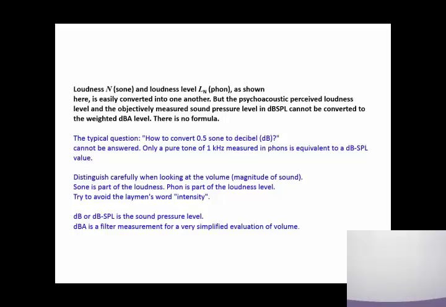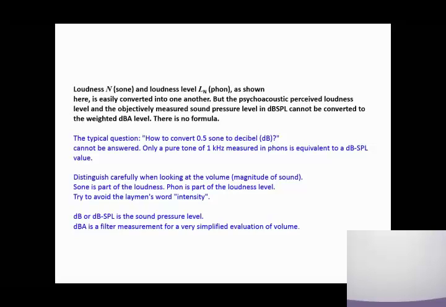So, a little bit of a summary. Loudness N in zone and loudness level in phone. They're the two words, loudness and loudness level. They're easily converted, but the psychoacoustic perceived loudness level and the objectively measured sound pressure level in dB SPL cannot be converted. There's a trick in there, which is the dBA level, but there's no formula to do that. So a typical question, how would a 0.5 zone be in decibel, is not answerable. We can only compare them or connect them via a 1 kilohertz pure tone, which is not very user-friendly, if you like.